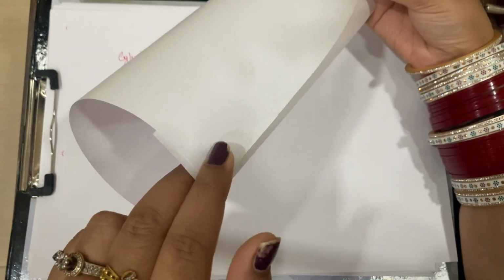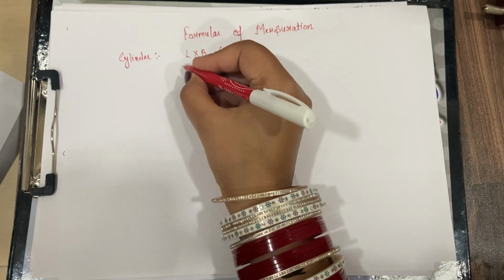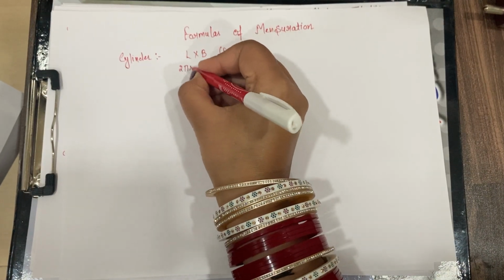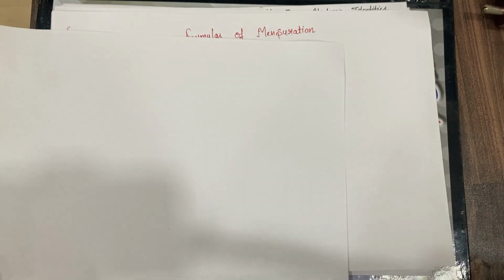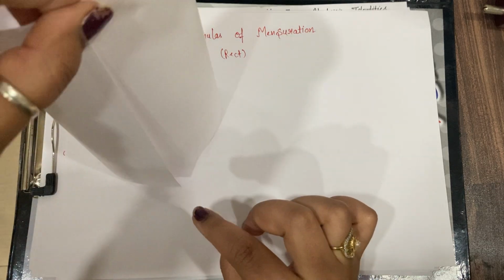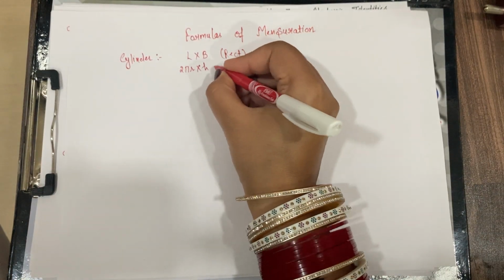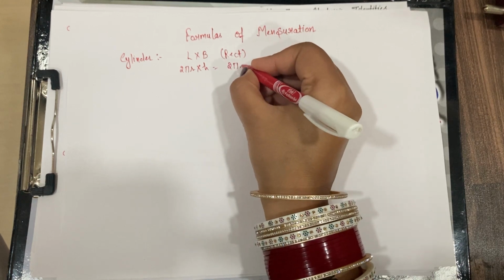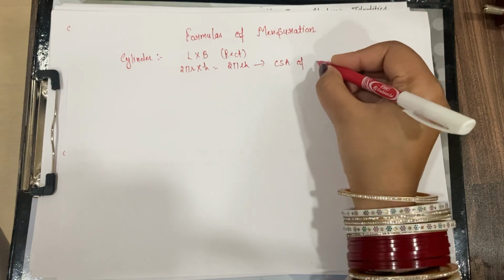And what is formula of circumference of a circle? 2 pi r. Correct? So the value of L is now 2 pi r. And see the breadth. This was breadth. When I folded it, this becomes height. Correct? So the value of B is h. So your answer is 2 pi r h. This is CSA of cylinder.